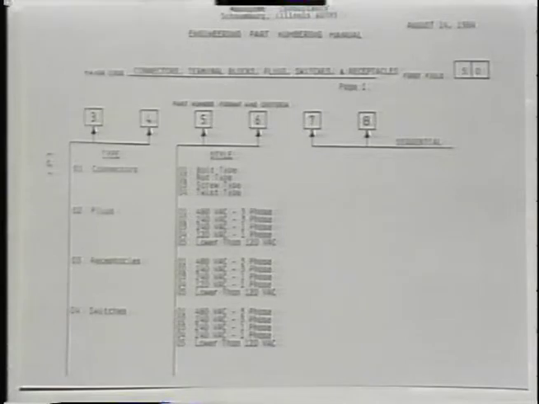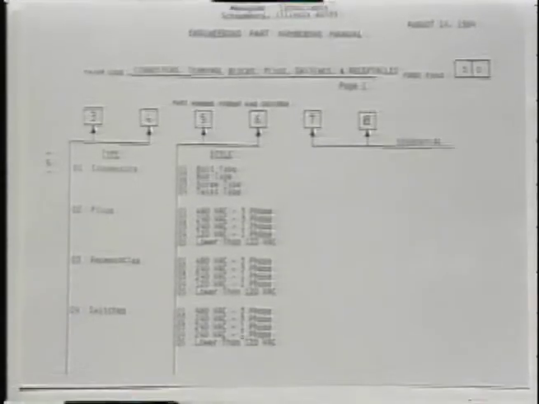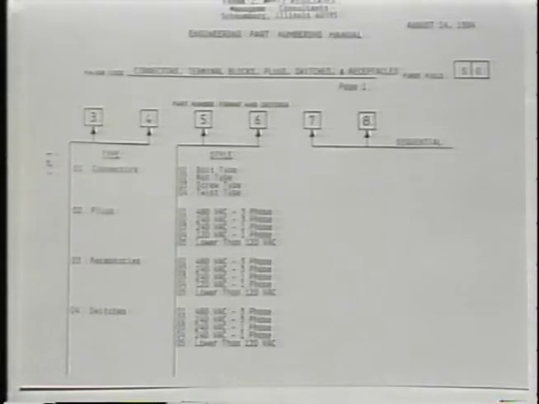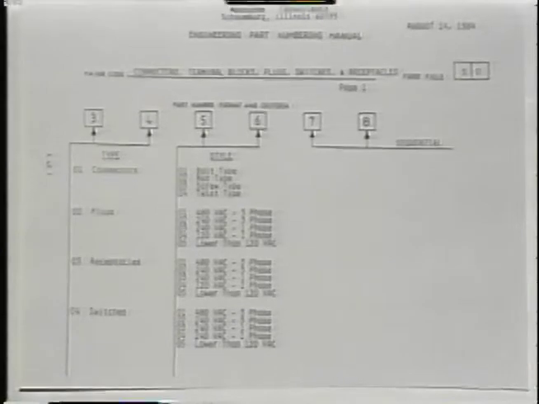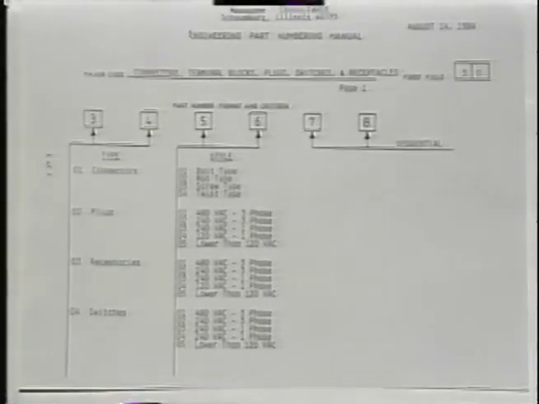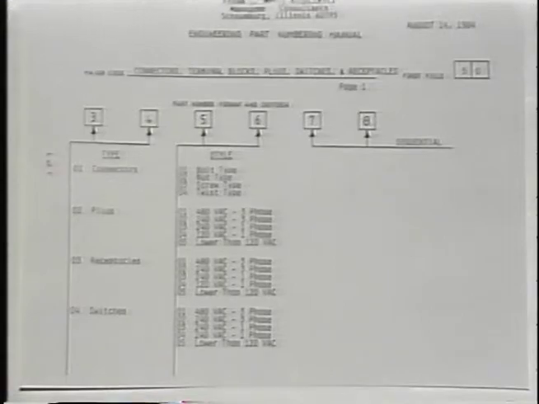But in the second field, we have a 2-digit number. And you'll notice that the second field is addressing the particular classification of connector, terminal blocks, plugs, switches, and receptacles. So just like the motors and tachometers in the previous section, here again, we can commingle items that are either functionally used together or items that are functionally used in a manufacturing or in a process. Here, they're used together by craft.